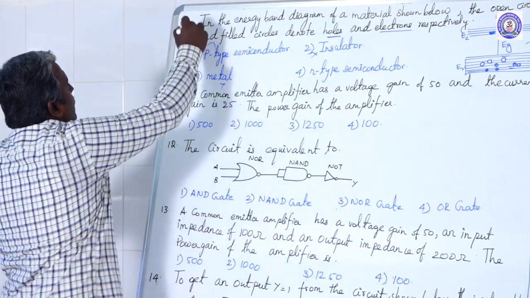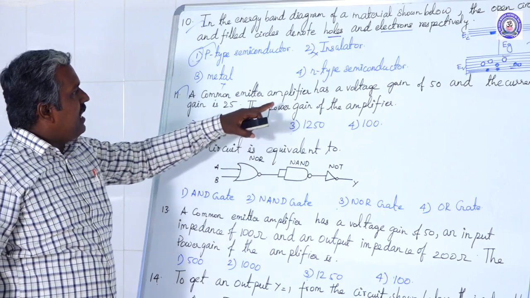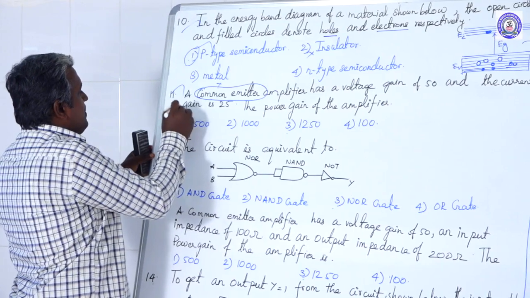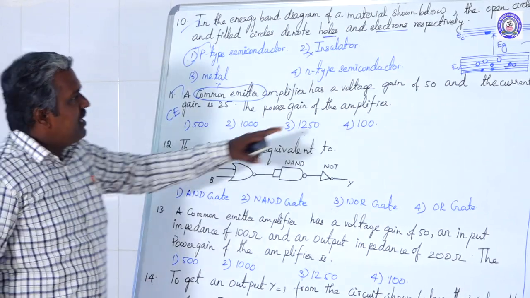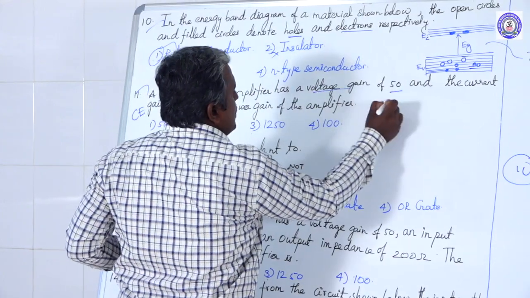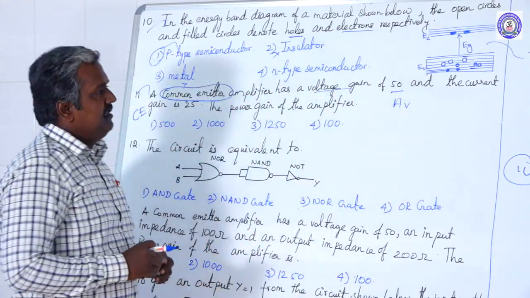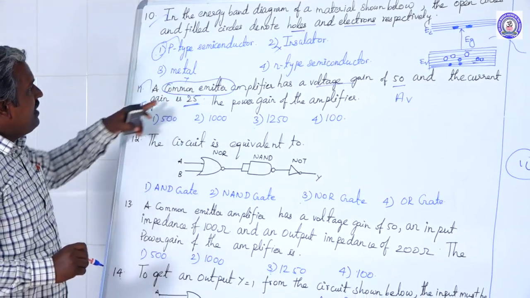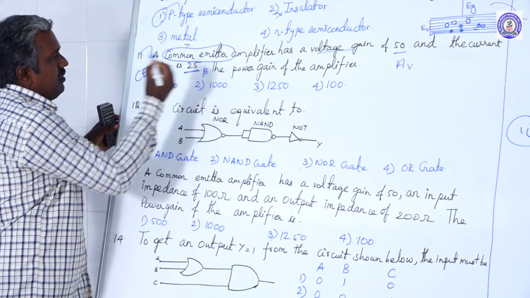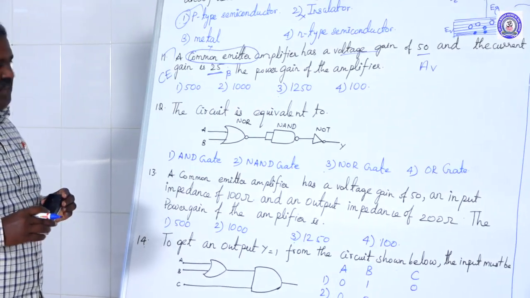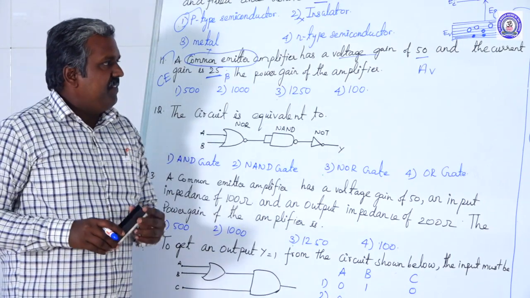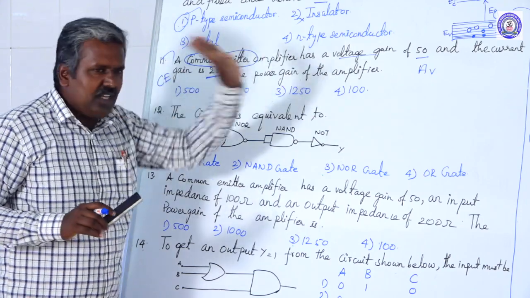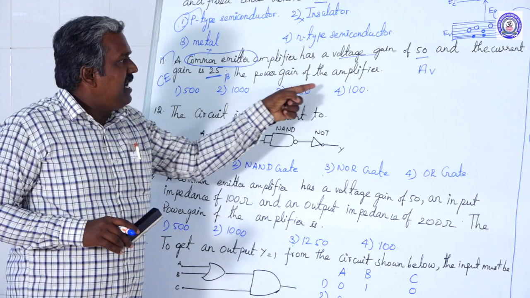Next, the 11th one. A common emitter amplifier. Common emitter means CE mode. It has a voltage gain of 50. What is voltage gain? A_V. And the current gain is 25. What is current gain in common emitter mode? That is beta. The question asks for the power gain of the amplifier. Here there is no need for beta. Only keep in mind the current gain is 25.